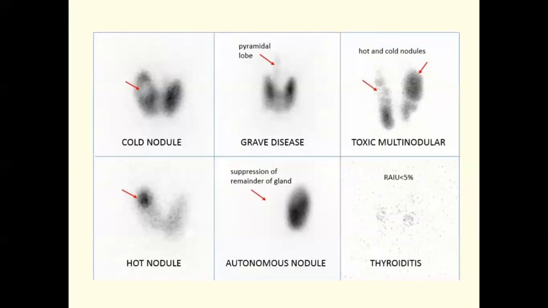So this is how it looks. On the left side, we have the cold nodule. The entire gland shows some uptake, while the nodule shows no uptake. Then below that, you have the hot nodule where the nodule shows significant uptake, but the rest of the gland is mildly suppressed. Now in Graves' disease, the entire gland shows increased uptake. Now in an adenoma, the nodule itself shows very high uptake such that the remainder of the gland is so suppressed that it shows no uptake. And toxic MNG shows multiple areas of increased uptake and low uptake. In thyroiditis, again, it is a similar picture where the entire gland shows no or absent uptake.